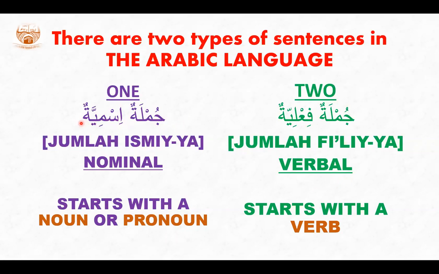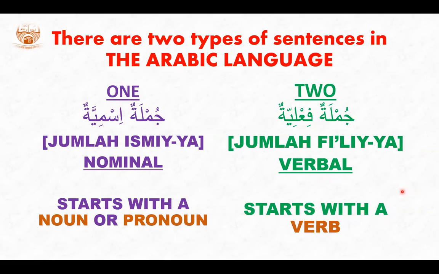Jumlatun ismiyatun. Everyone say that. Jumlatun ismiyatun. It is a nominal sentence. It is a sentence that starts with a noun or pronoun. And then we have jumlatun fi'liyatun, verbal sentence. A sentence that starts with a verb.